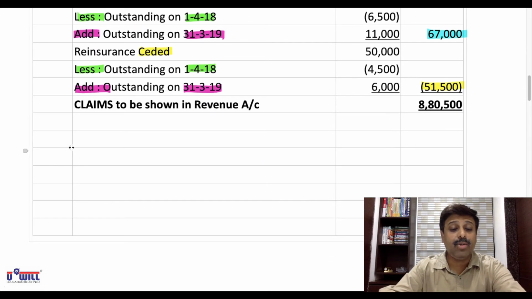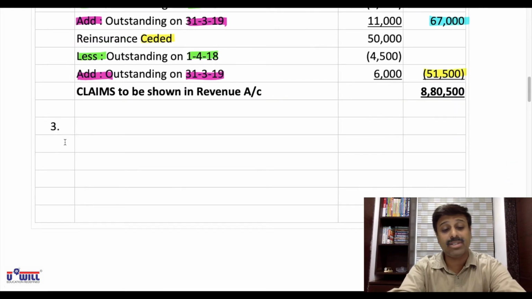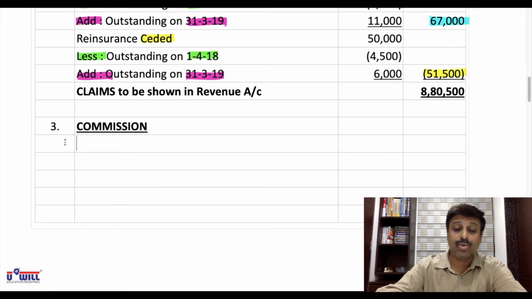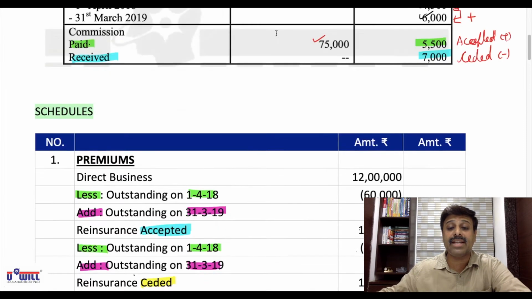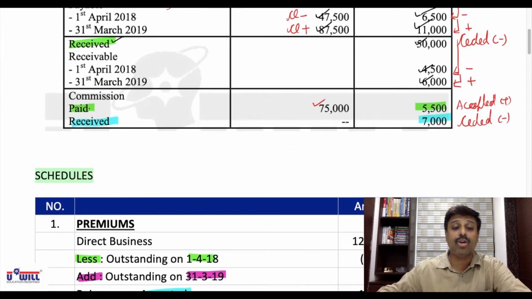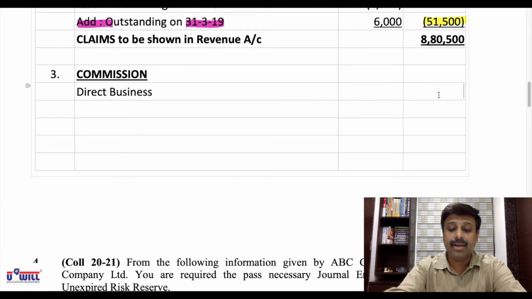In the same way we will do the workings of commission also, but in commission we don't have outstanding amounts. So we directly start with commission on direct business, and that is in the outer column. Being no outstanding given in the question, directly in the outer column we will record 75,000.